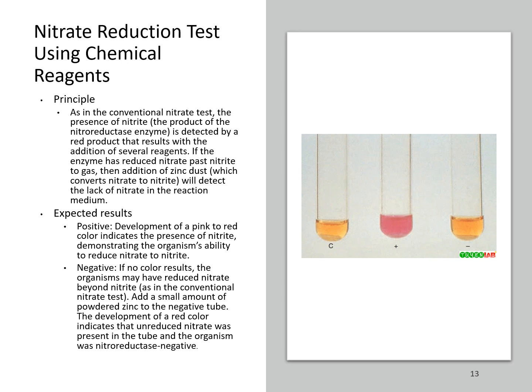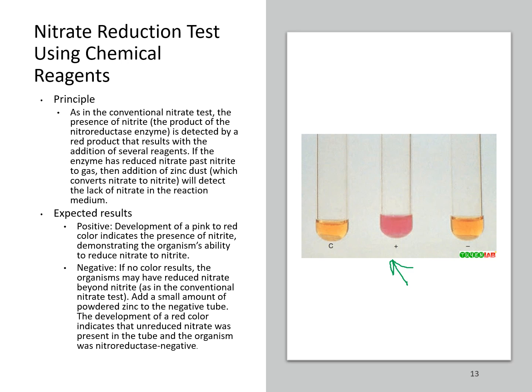So if the enzyme has not been able to reduce nitrate past nitrite to gas, then you would add the zinc dust, which would convert the nitrate to nitrite, and that will detect the lack of nitrate in the reaction medium. So a positive would be the development of the pink color, which indicates the presence of nitrite, to demonstrate the organism's ability to reduce nitrate to nitrite, so you have that pink color there in the center. And then a negative would be no color change.